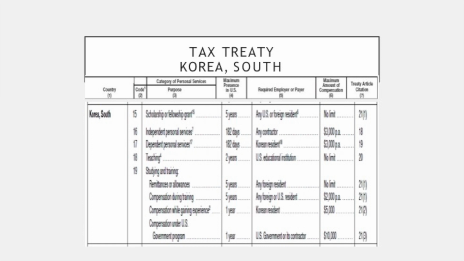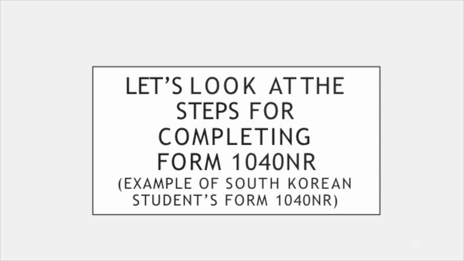It shows the type of income. In this case, we would be looking at studying and training. So the subcategory would be compensation while gaining experience. And it says that's good for 5 years because that's the term of the F1 visa. And then it's for any foreign or U.S. resident. So if you're here in the United States, it applies. And there's a limit of $2,000 that you can exclude from your income if you're from the Republic of South Korea. Also, it shows a treaty article that you'll need when you fill out the tax return to show what income is exempt from taxes.